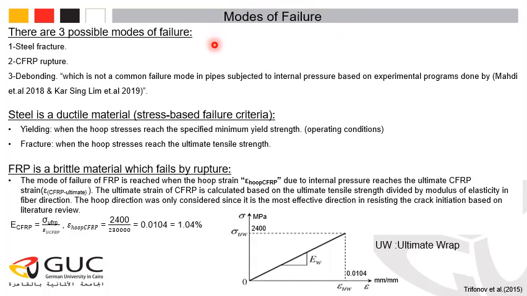Now let's discuss modes of failure. There are 3 possible modes of failure: steel fracture, FRP rupture, and debonding. The debonding is not discussed here since it was not found in the available literature for this case of loading. So a stress-based failure criteria is adopted in this work. Steel fracture occurs when the hoop stresses reach the ultimate tensile strength, while it yields when it reaches the specified minimum yield strength. Unlike steel, FRP is a brittle material which fails by rupture. So FRP will rupture when the strain reaches the maximum allowable strain given by 1.04%.